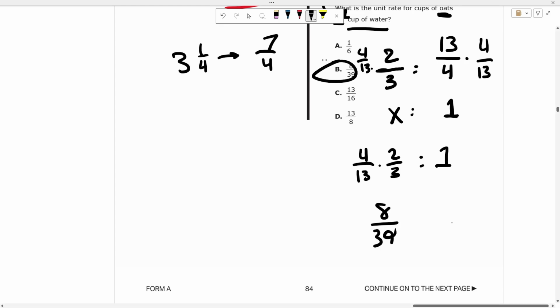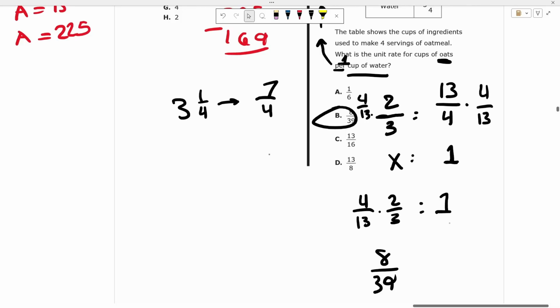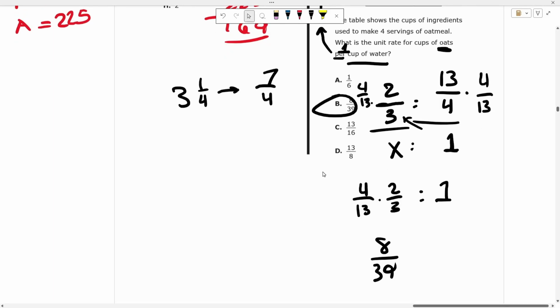So always remember that unit rate is going to be per 1 of something. The way that I like to do it is I like to set up a ratio like this. The way that you can do it is you could just cross multiply and then solve for x. Okay, you could just put a fraction there and cross multiply. I like to skip that part and just turn the top into the bottom.